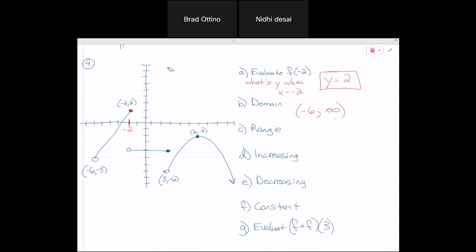The next thing is the range. Range are the y values. If you look on the right of the graph, that arrow is pointing down, so it looks like it goes down forever. So the range would be from negative infinity. And the highest the graph goes is when y is 2, including 2. So we're going to put the 2 in brackets.